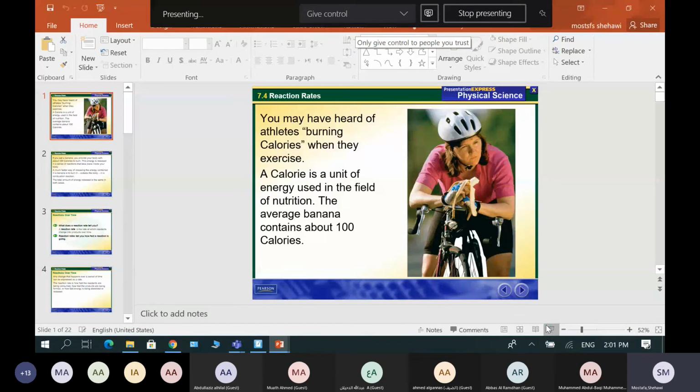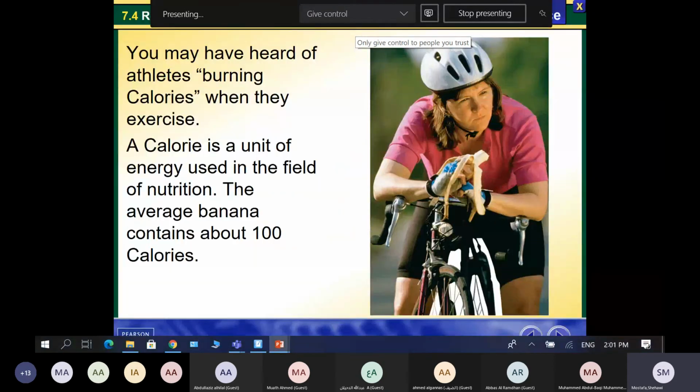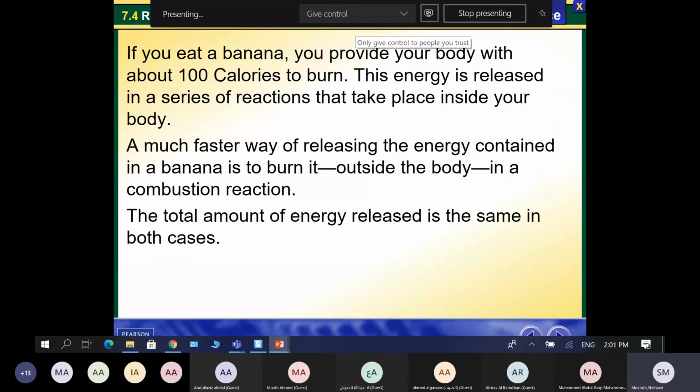You may have heard about athletes burning calories when they exercise. A calorie is a unit of energy used in the field of nutrition. The average banana contains about 100 calories. So you eat carbohydrates to have calories or energy that you can use. But to have this energy, the food must go through a series of chemical reactions. These chemical reactions take a long time unless we use enzymes to increase the rate of chemical reaction. As you read before in the quiz, they're called catalysts. Thank you, Ahmed.